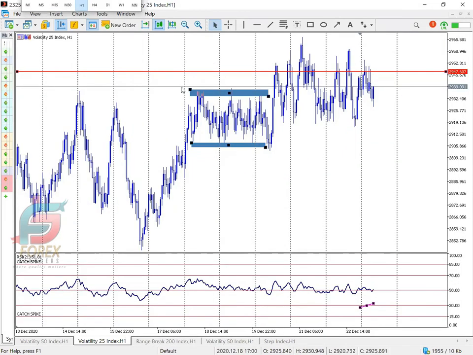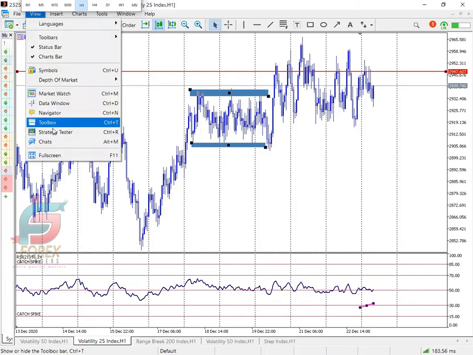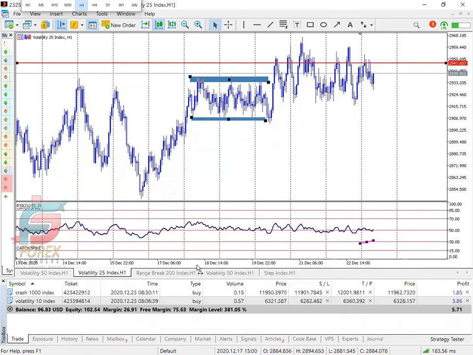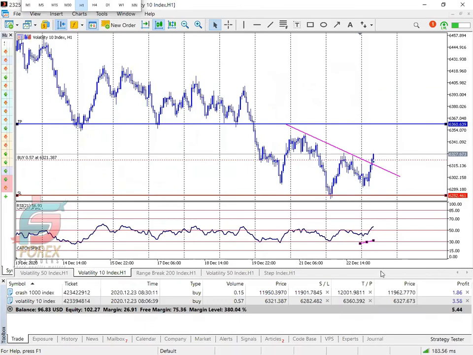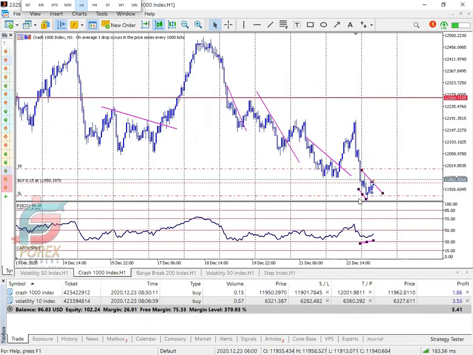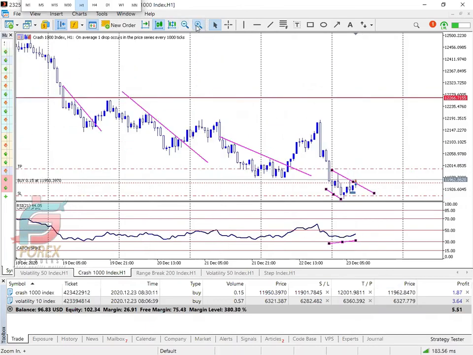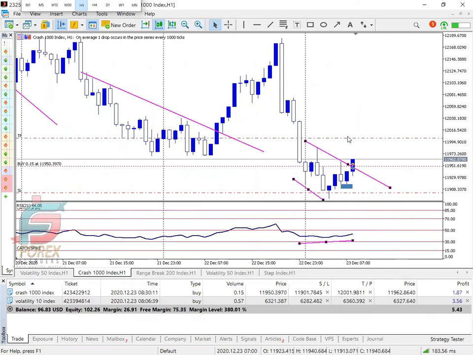So let me go and check our trades, how they are doing. Not bad, $5. So yeah, it's moving. It has not spiked yet. I hope it will continue to go up and hit our TP. So that's how we trade the TBSS.